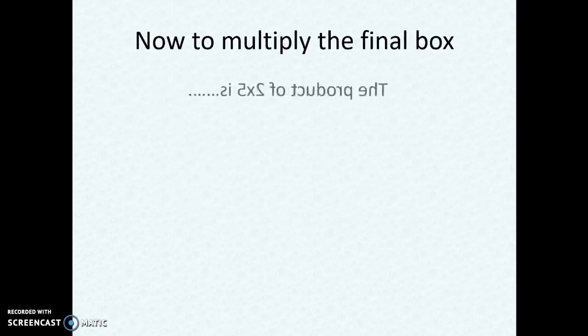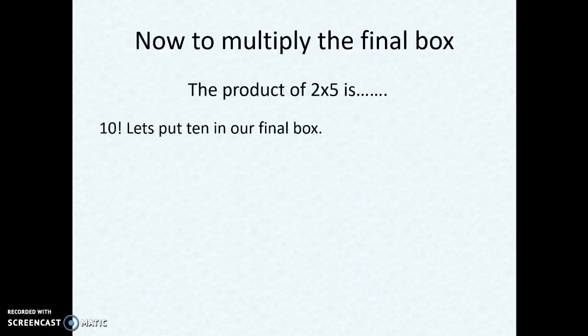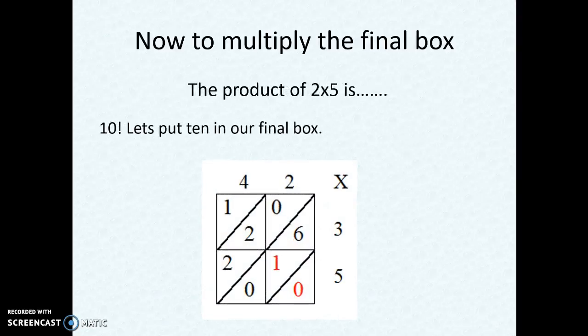Now we're going to do the final box. And it's going to be 2 times 5, which is 10. So 2 times 5, 10. Quick, simple, easy. Pretty much kind of go with the flow right now.